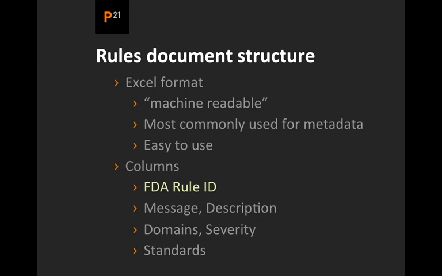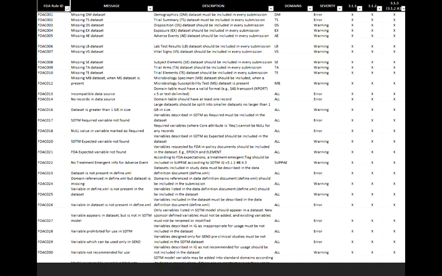And this document has quite standard columns like FDA rule ID, message description, assigned domains, severity of business rules, and applicable standards. This is a screenshot of this document, and you can see all those columns on the top.